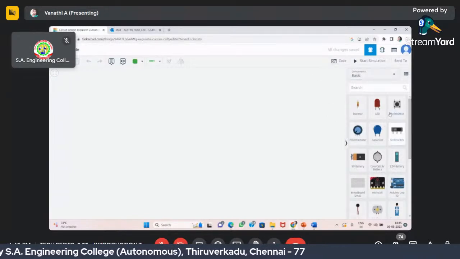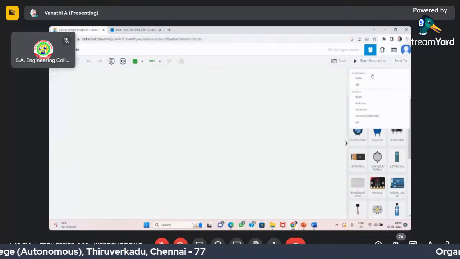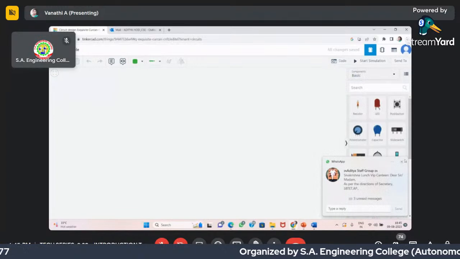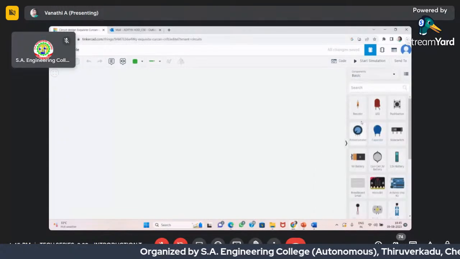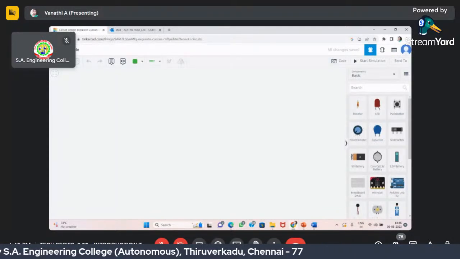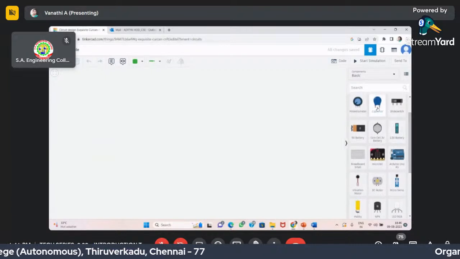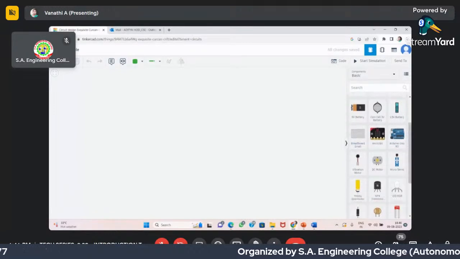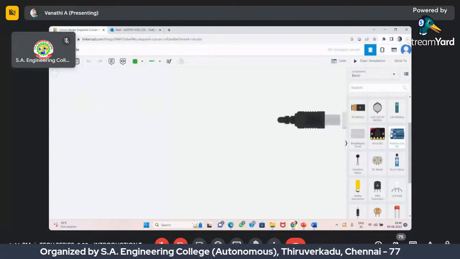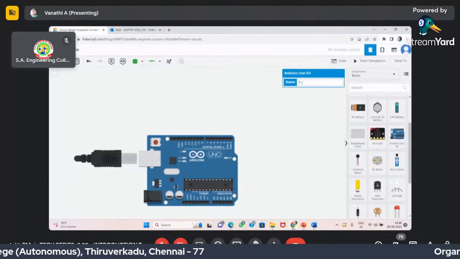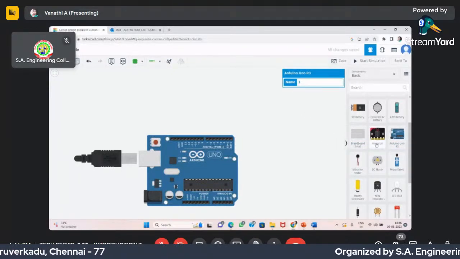This is a place where you can go for the various components. You can select, right? If you are a beginner, you can go for basic components. There is a resistor, there is an LED, you have a push button. Some sensors, like a capacitor, right? Battery, you have a breadboard, Arduino board. For IoT applications, definitely we'll be using an Arduino board. So I'll take the Arduino board first. You can name the Arduino board if you are using more than one.